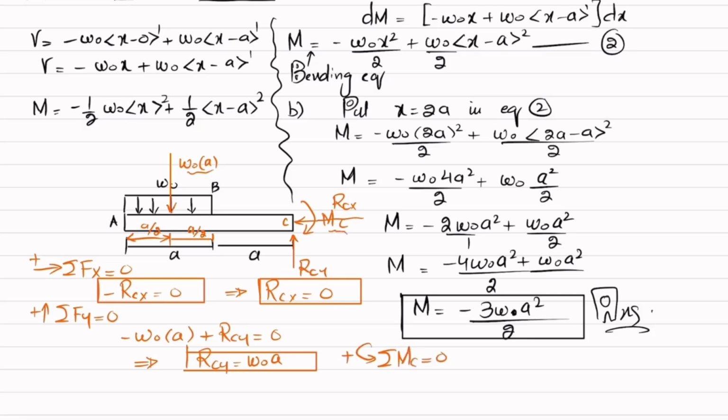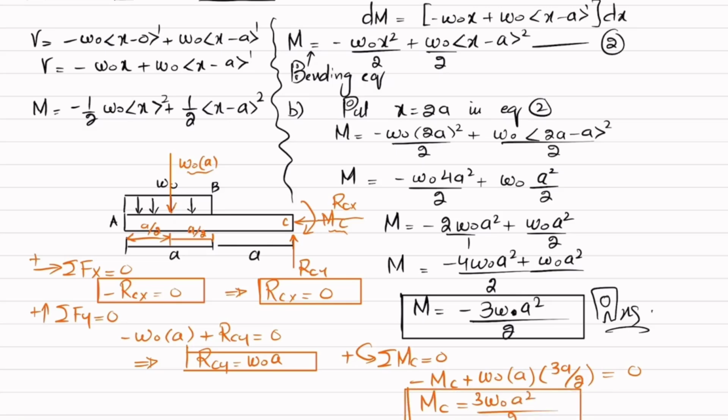So here you can see one moment is counterclockwise, that is minus MC, and the second moment about point C is this W naught into perpendicular distance, which is 3A divided by 2, because A plus A by 2 is equal to 3A divided by 2. This is producing counterclockwise movement, so it will be positive. So I can write plus W naught into A into 3A divided by 2 is equal to 0. So moment about point C will be equal to 3W naught A square over 2.